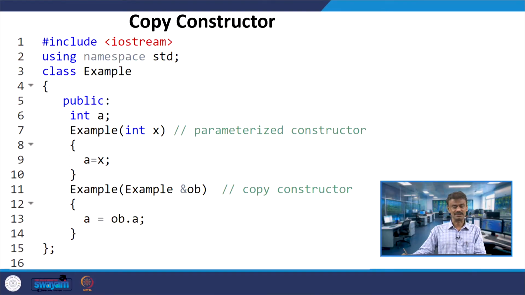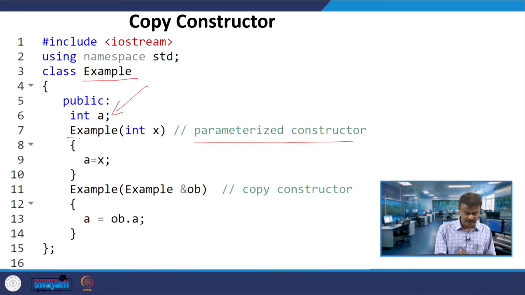So, what do you mean by copy constructor? Here, let us assume we have a class example. I have one member data, int a. Here I have one parameterized constructor, the usual one. Now, you know, Example, which is the same as the name of the class, and you are passing one parameter, which is int x.